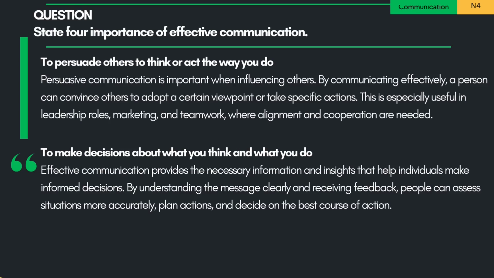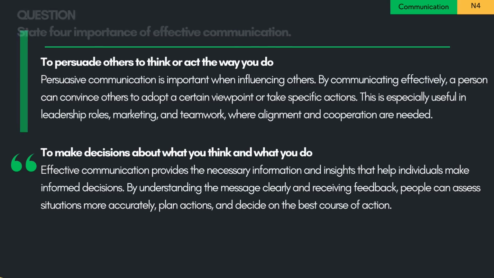4. To make decisions about what you think and what you do. Effective communication provides the necessary information and insights that help individuals make informed decisions. By understanding the message clearly and receiving feedback, people can assess situations more accurately, plan actions, and decide on the best course of action.